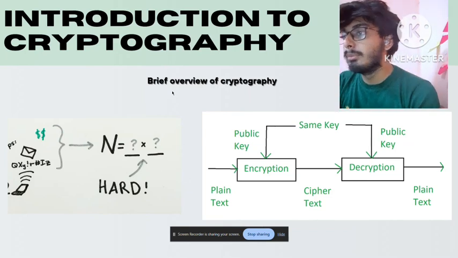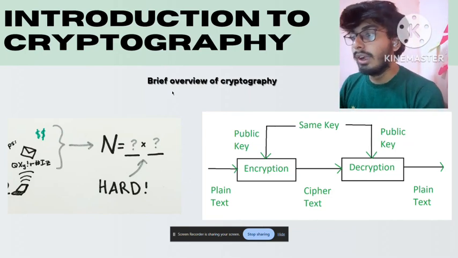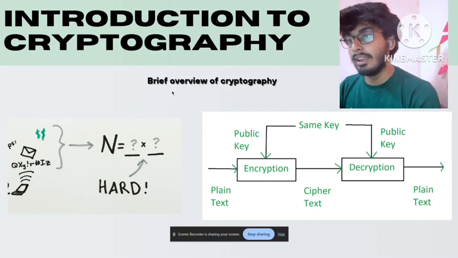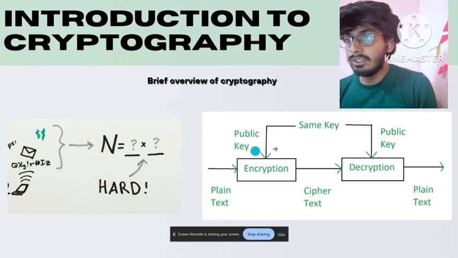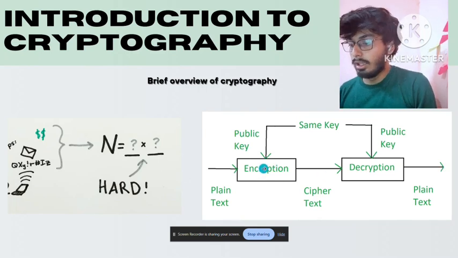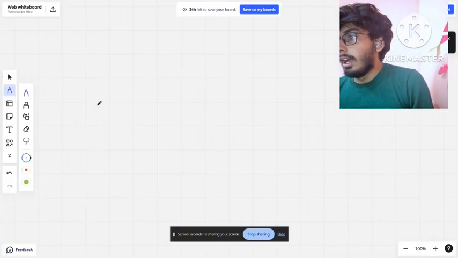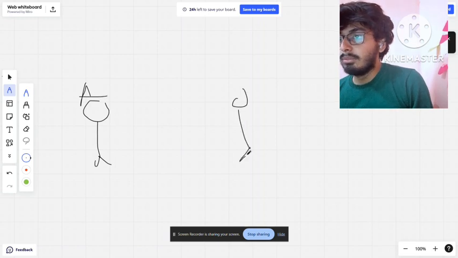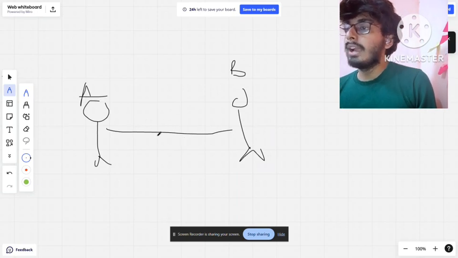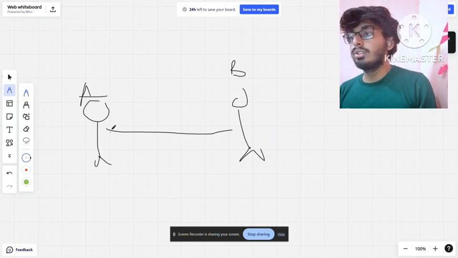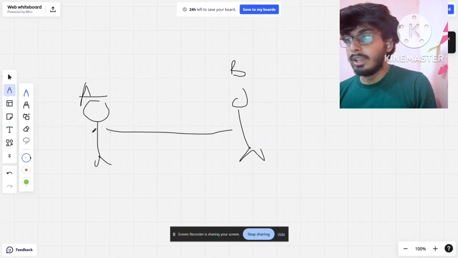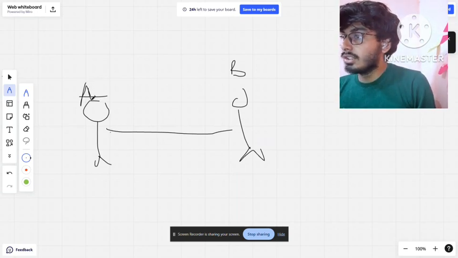In this we will have a brief overview: what is cryptography, how it works, and what is the mechanism behind it. Here's a diagram which shows the basic encryption and decryption between two parties. Let's see this with an example. Let's say I have person A and person B. They want to have a secure communication, so we will have a secure channel for that, and we will be using classical cryptography for that.